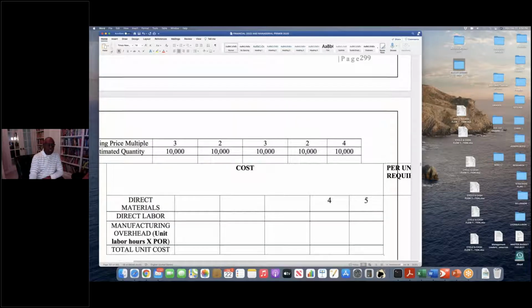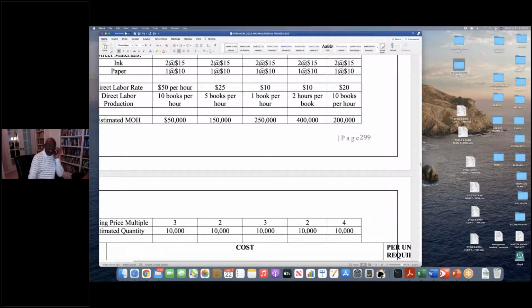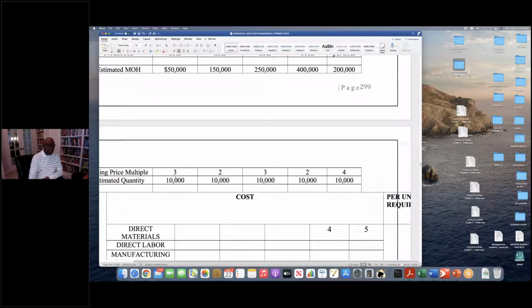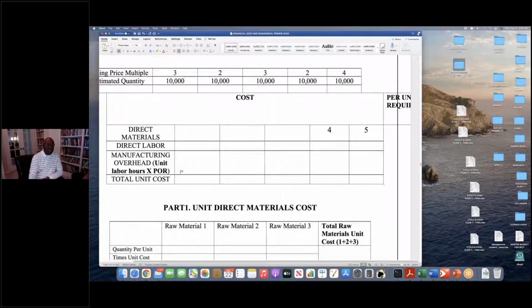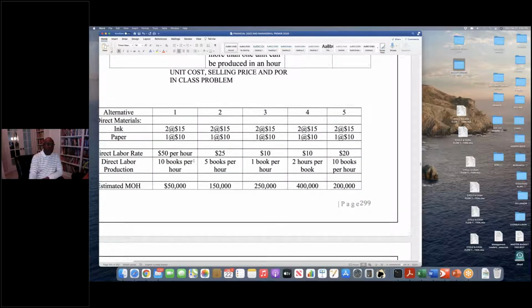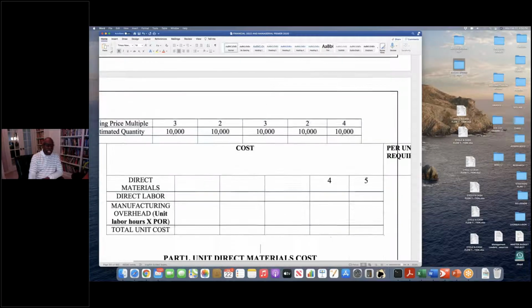So in this first situation, the ink is 2 at 15, the paper is 1 at 10, direct labor is $50 per hour, but they can make 10 books per hour. The selling price multiple is 3, and you're making 10,000. What I want to know is the direct materials, direct labor, and manufacturing overhead in this first situation. Can you handle it?